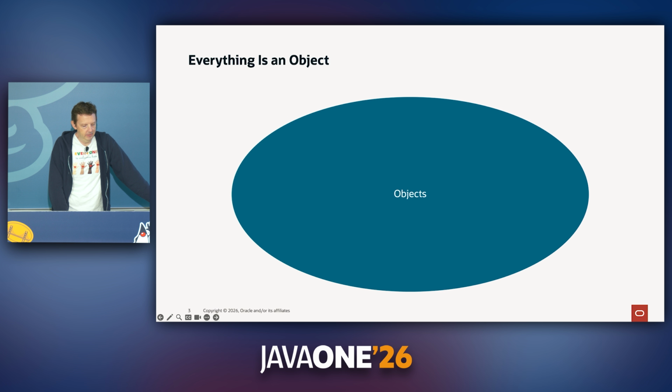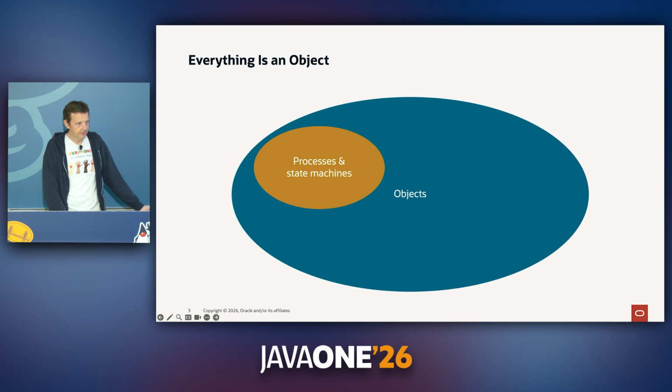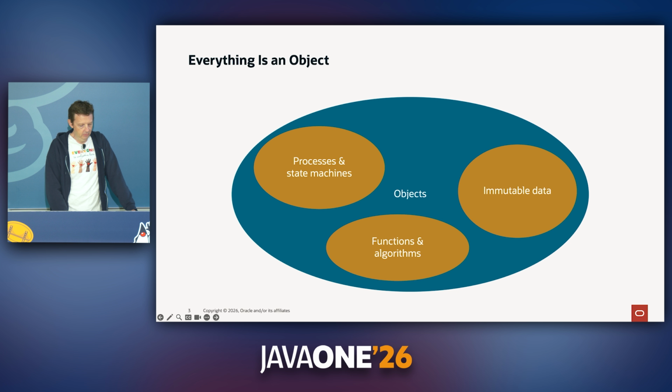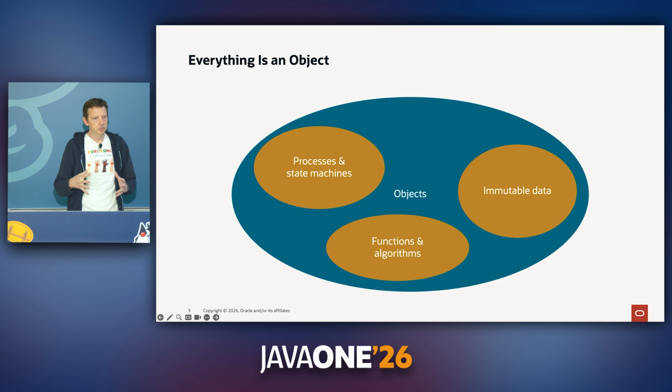When we say everything is an object, here's the universe of objects. That means you've got objects that represent processes and state machines. You've got objects that represent your data, often immutable data that you're working with. You've got objects that represent functions and algorithms. They don't actually have any variables, they're just the behavior. Or maybe the variables are incidental to the behavior. The point is, these aren't all the same thing, but objects are powerful enough to capture what you need for all of them. So that's a big win.